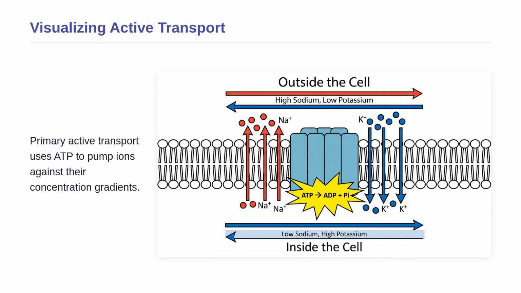Follow the red arrows. The pump is forcing sodium ions out of the cell, moving them into an area that is already crowded with sodium. Simultaneously, the blue arrows show potassium being forced inside. This double uphill movement is impossible without energy. That is why you see the yellow starburst at the bottom, representing ATP being broken down into ADP and phosphate. This energy release is what physically drives the pump.